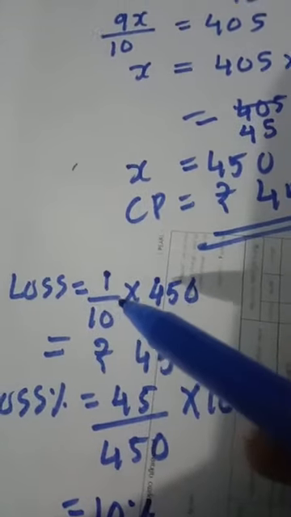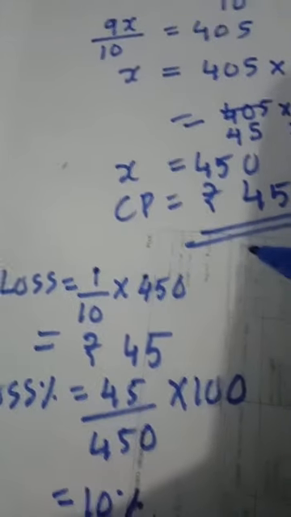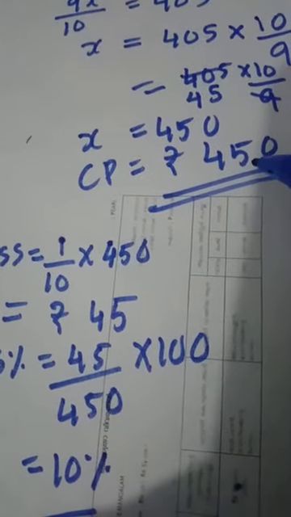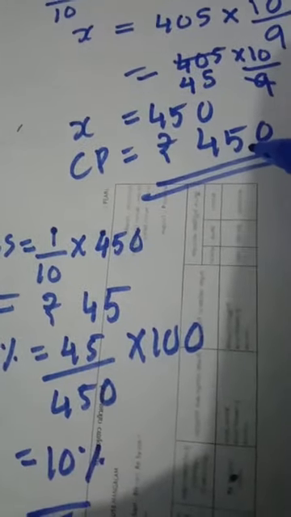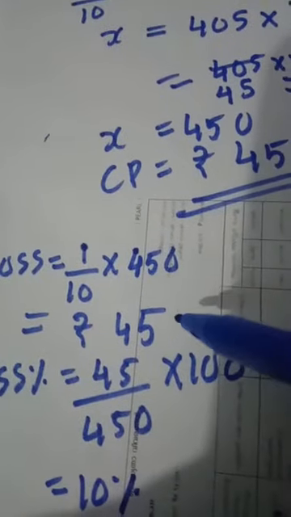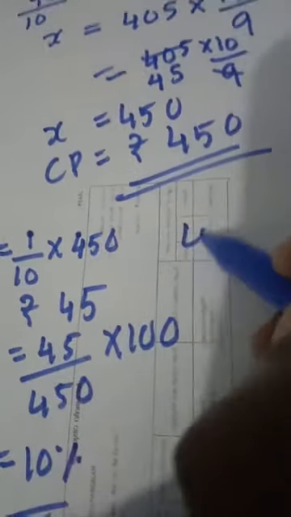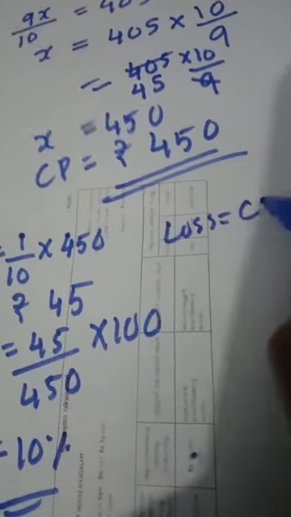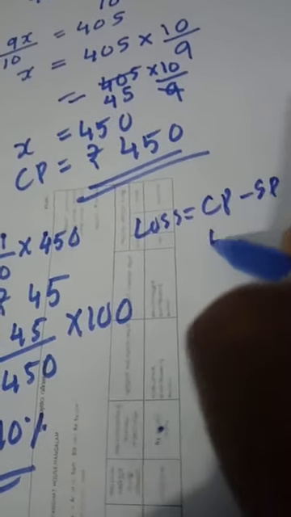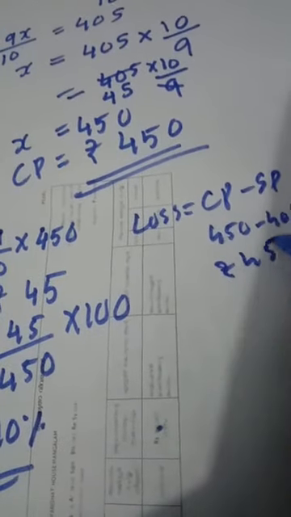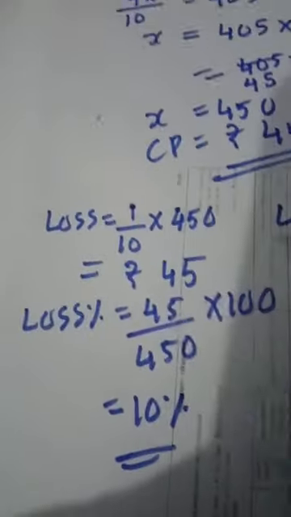Now how to find loss? Loss is equal to CP minus SP. CP is 450, SP is 405. 450 minus 405 is also 45. That way also you can find loss equal to CP minus SP. 450 minus 405, that also is rupees 45. Same method, anyway you can do.